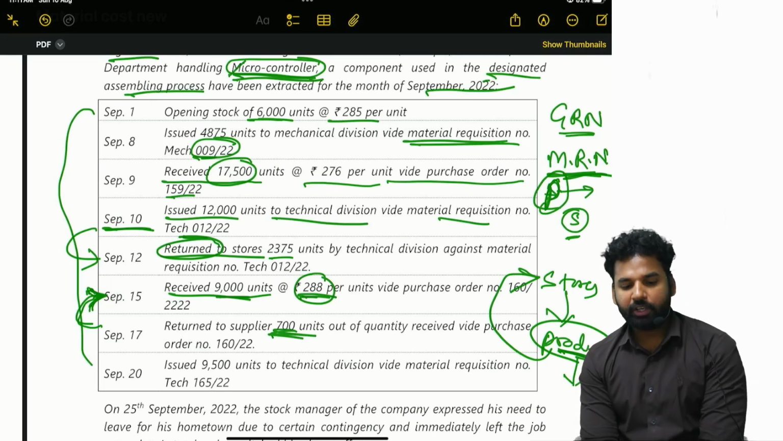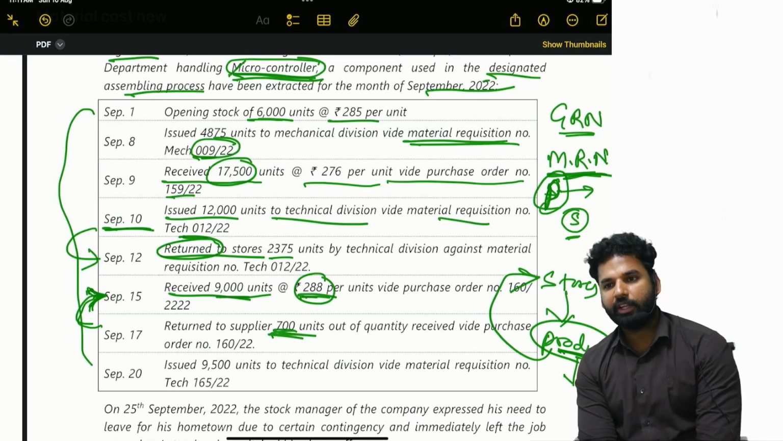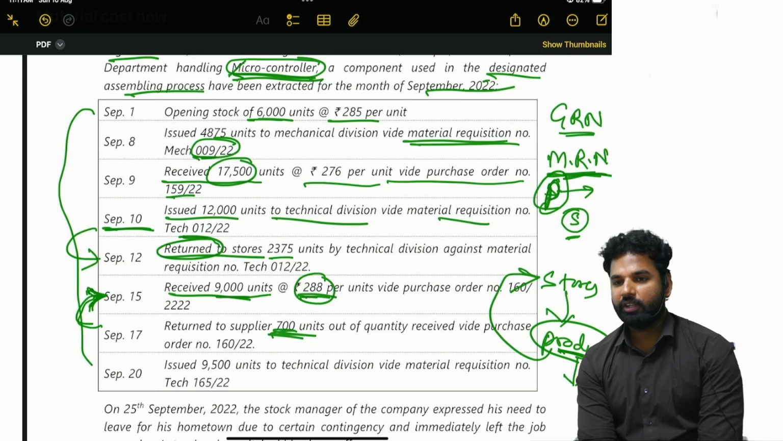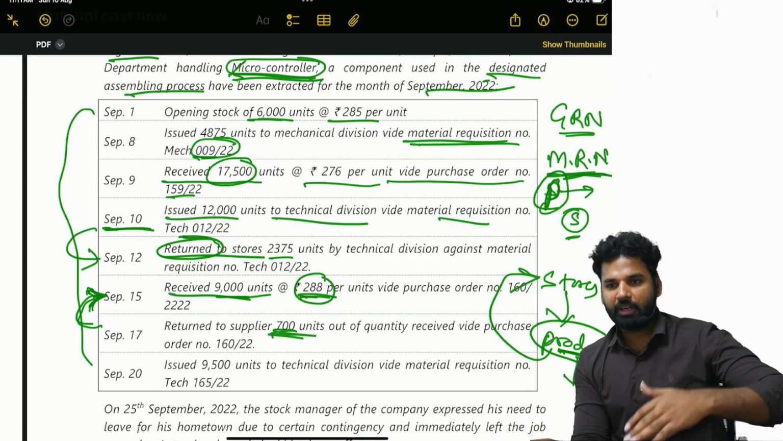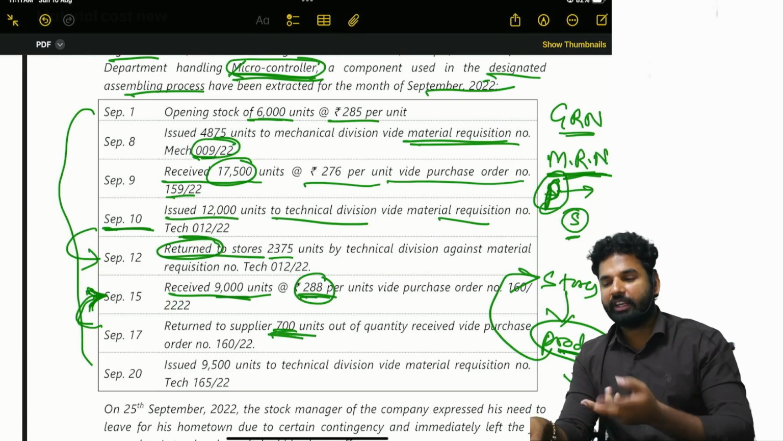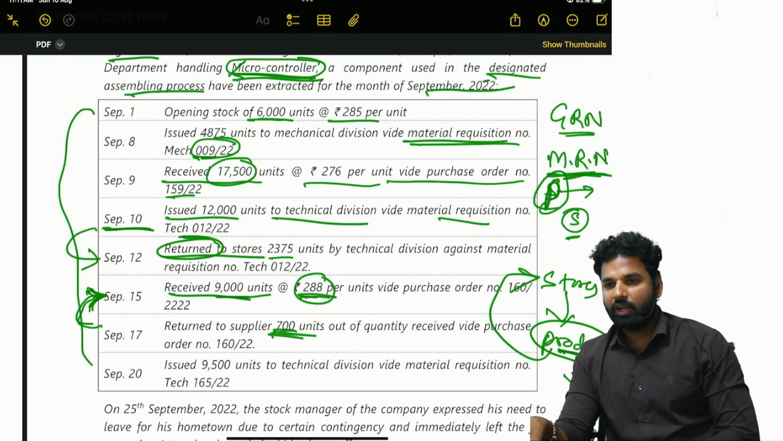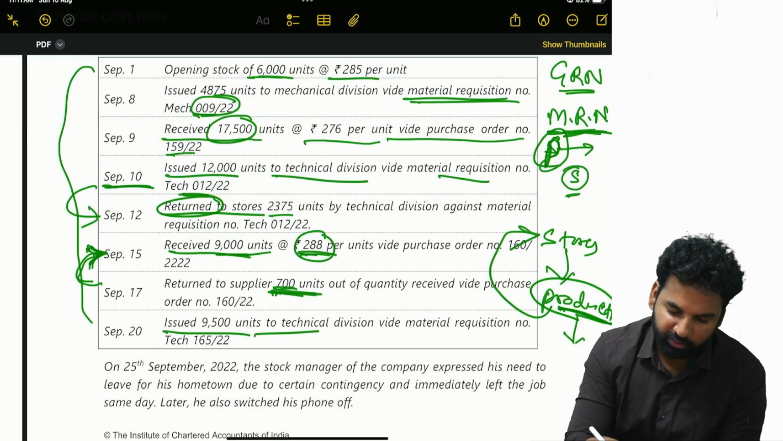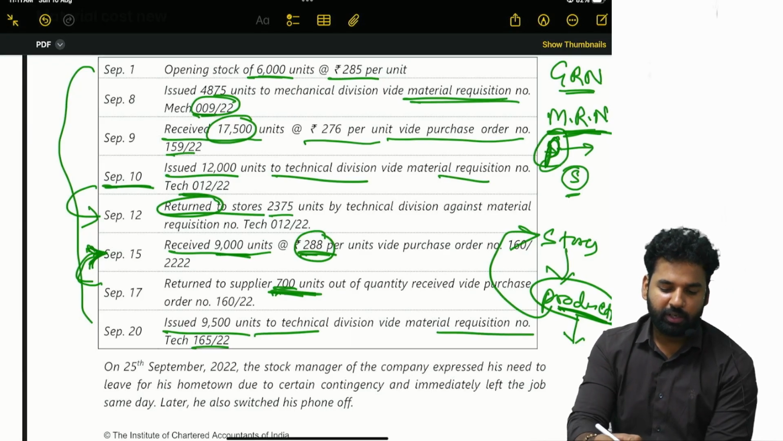So return to supplier means what? Where do we have to write that? In purchase it will be written, in issues it will be written. It shall be written in the issues column. Whenever it is returned from the production department, then it will be received. Whenever we are returning to the supplier, that time it will be issues. In the issues column it shall be written. Okay, next issued 9,500 units to technical division, vide MRN 160 by 20.